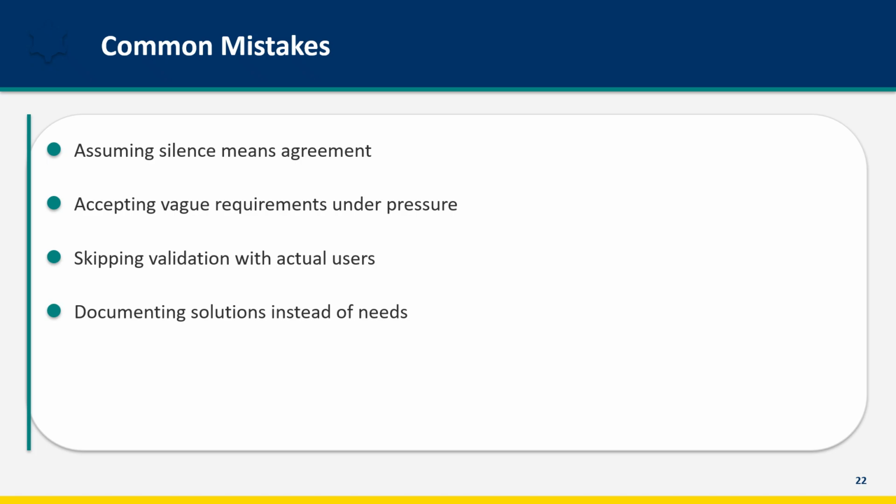Push for specificity. Skipping validation with actual users is a recipe for failure. Subject matter experts and users are different. Get real users involved. And documenting solutions instead of needs locks you into specific implementations. Capture what users need to accomplish, not how you think they should accomplish it.